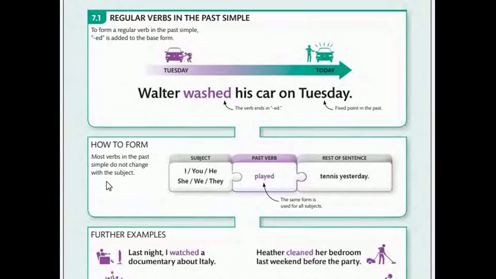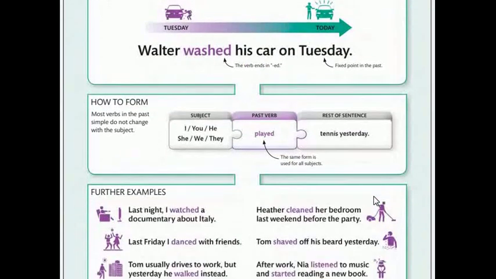How to form it? Most verbs in the past simple do not change with the subject. Subject: I, you, he, she, we, they. Past verb: played. The same form is used for all subjects. Tennis yesterday. So we can make sentences: I played tennis yesterday. She played tennis yesterday.